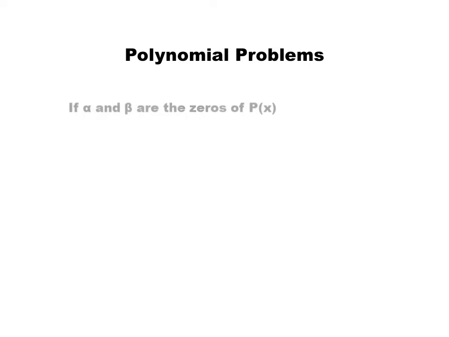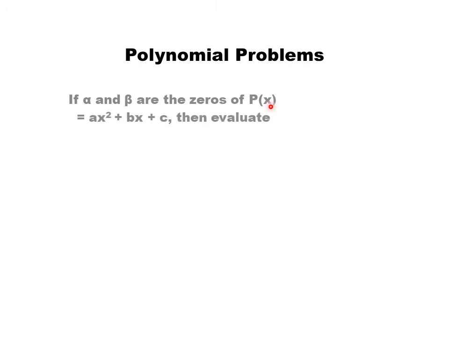The problem is, if alpha and beta are the zeros of p of x equal to ax square plus bx plus c, then evaluate: 1. Alpha square plus beta square, 2. Alpha by beta plus beta by alpha, 3. Alpha cube plus beta cube, 4. 1 by alpha cube plus 1 by beta cube.